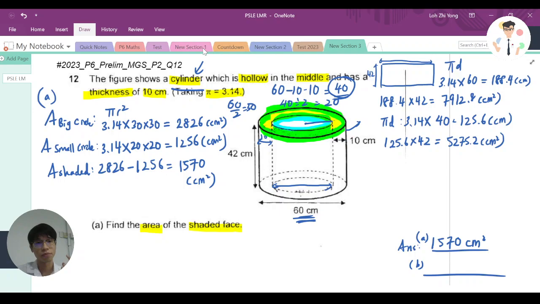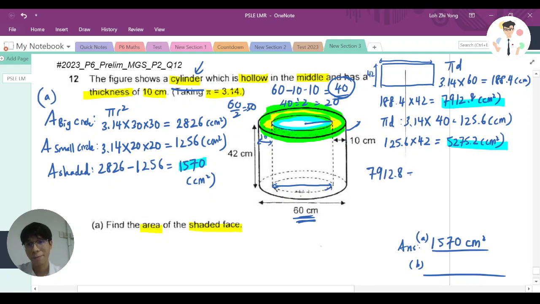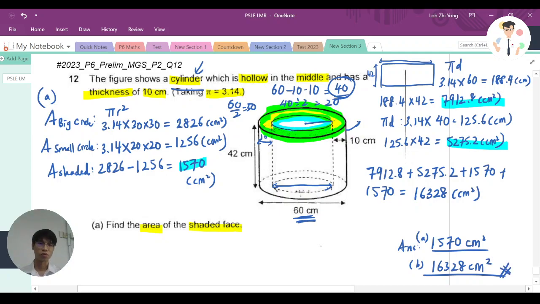Okay, so now my last step. Again, I have the outer part area. I have the inner part of the cylinder. I have the top, where's the top? 1570. I also have the bottom, 1570. So my last step is to add everything together. 7912.8 plus 5275.2 plus 1570 plus 1570. The answer will be 16328 in cm squared. 16328 cm squared. And we are done for this question.